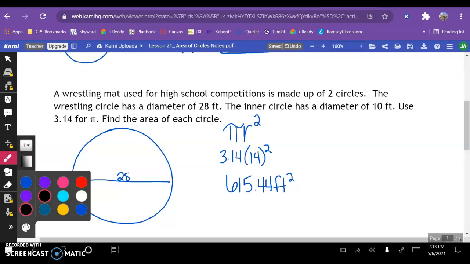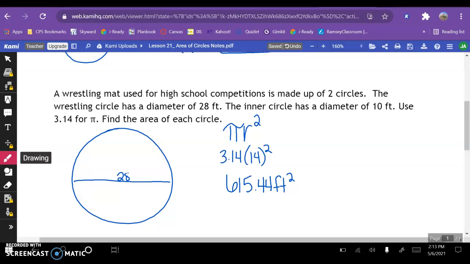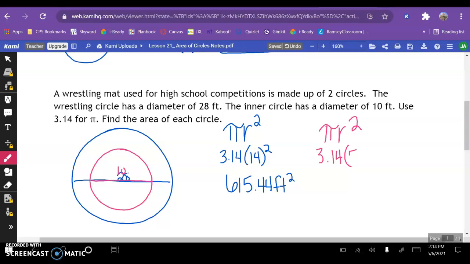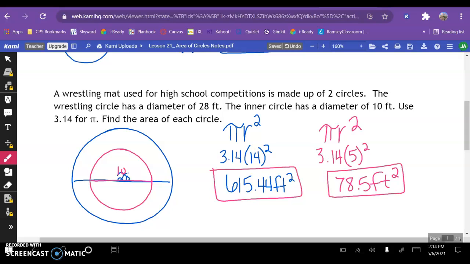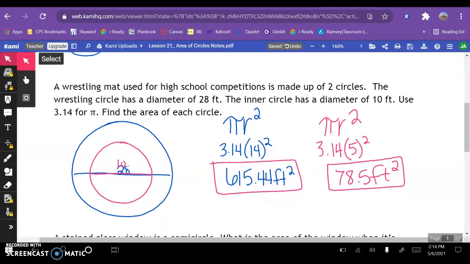And then the inner circle is on the inside, and it has a diameter of 10. So the diameter of this one is 10. So again, we're going to do pi r squared, so 3.14. And if the diameter is 10, the radius would be 5. So 3.14 times 5 squared is 78.5, and these are feet squared. So the larger circle is 615.44, and the smaller circle is 78.5 feet squared.